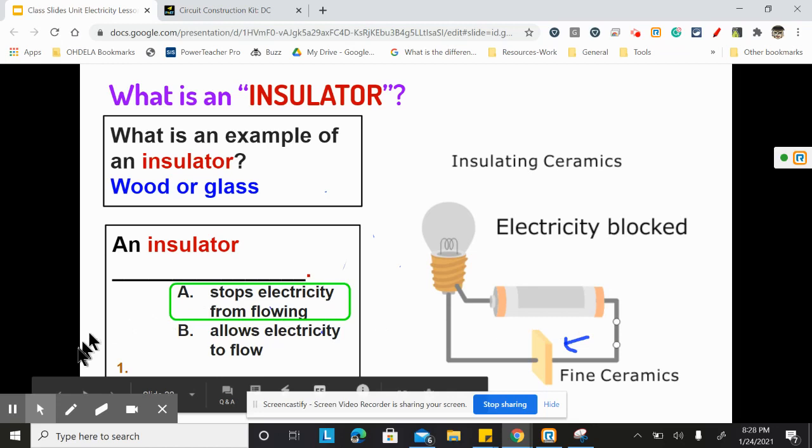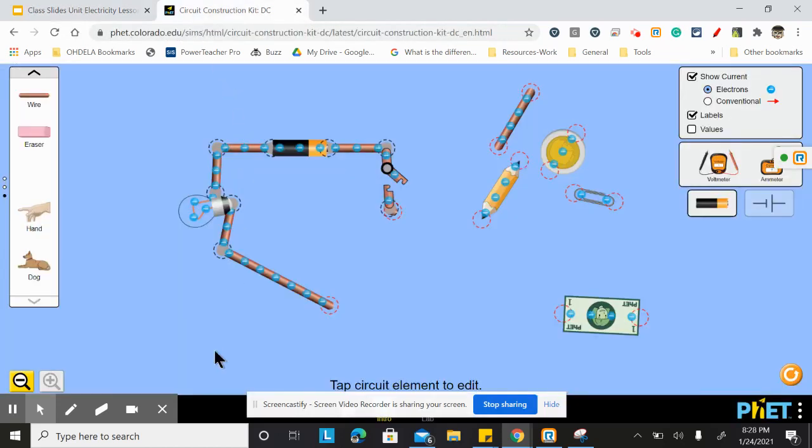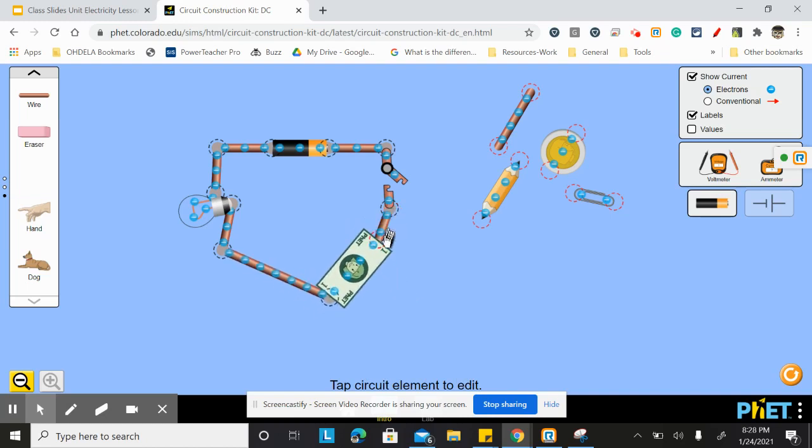Let's find out more about insulators. If we go back to our circuit simulation, remember our dollar bill did not let electrical current flow through. So we could say it's not just something that doesn't conduct, but now we know the word for it. We can say it's an insulator. An object that blocks the flow of current is called an insulator. So this is an insulator.